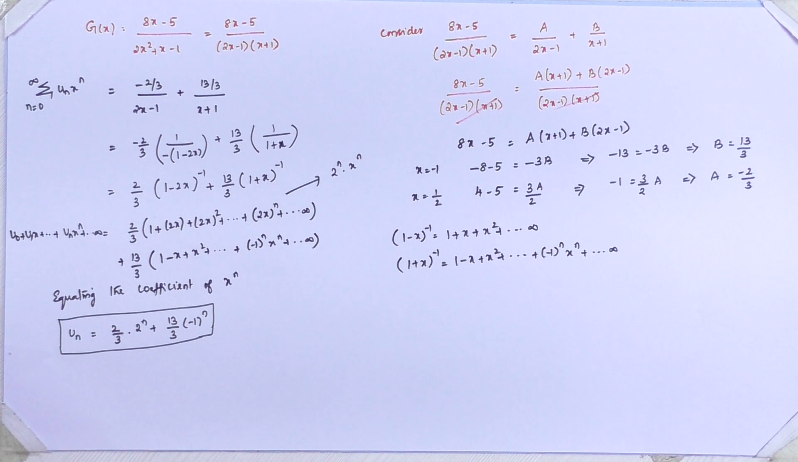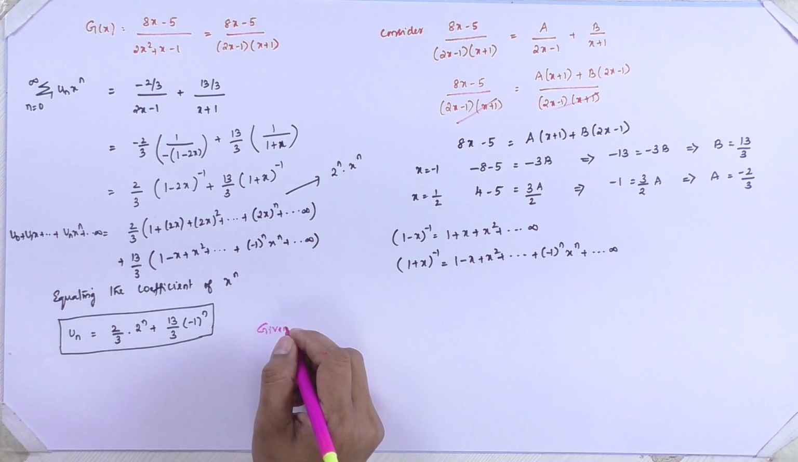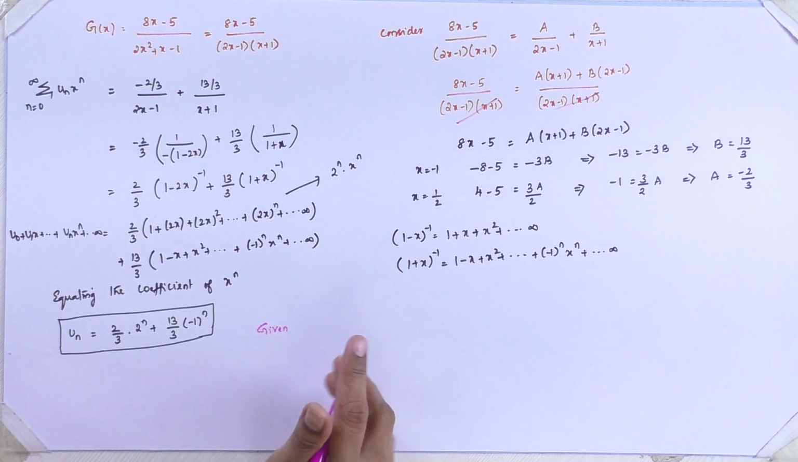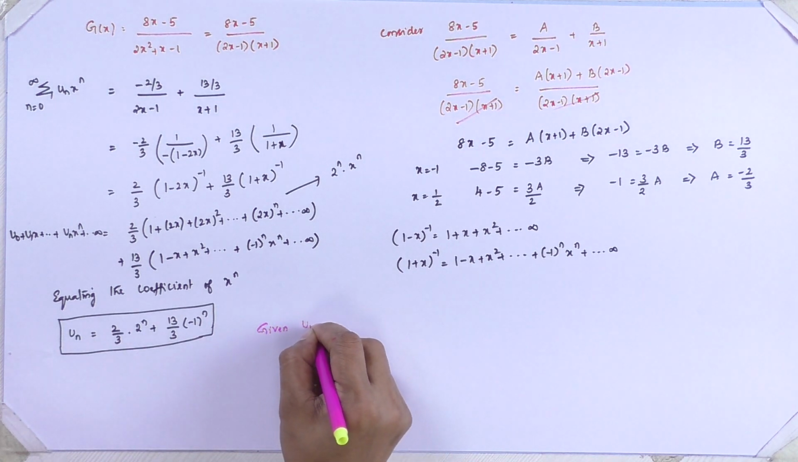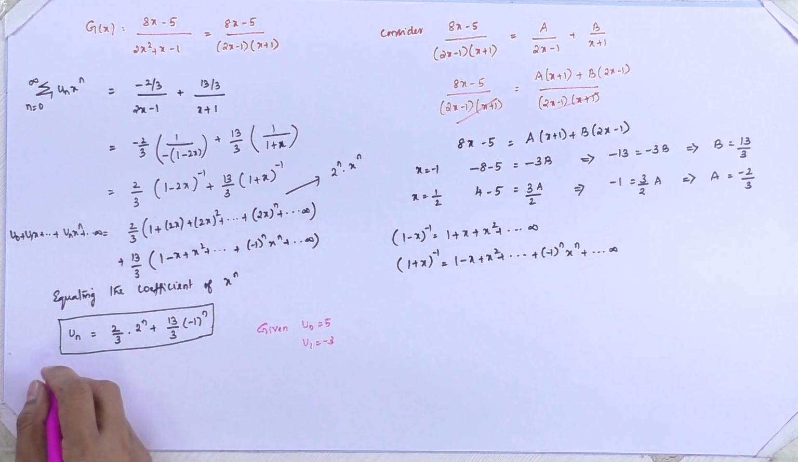And even if I want to check whether my answer is right or wrong, what is given? What value of u naught do we have? u naught is equal to 5 and u1 is equal to minus 3. This is what is given. We will do a cross check.